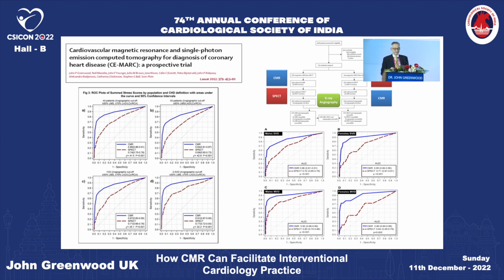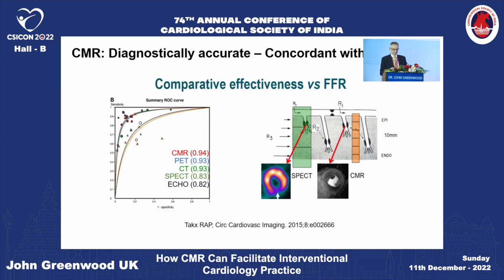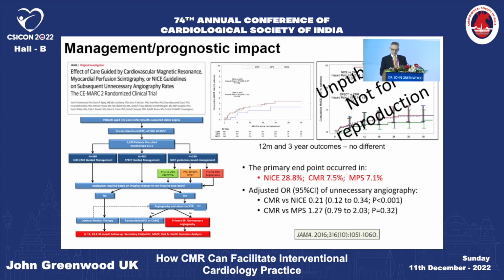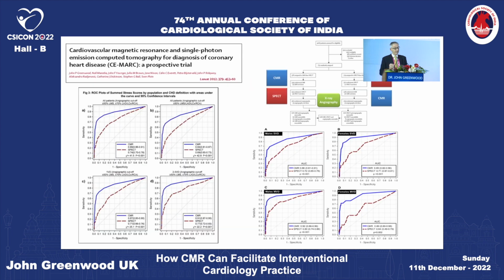And what you see from the data here, if you look at the panel on the left-hand side first of all, it doesn't matter whether you use a visual angiographic stenosis severity cutoff of 50 or 70%, if you look at single or multi-vessel disease. CMR is in the blue curve, nuclear perfusion imaging is in the red curve, and you can see that the area under the curve for CMR, i.e. its diagnostic accuracy, is much greater.